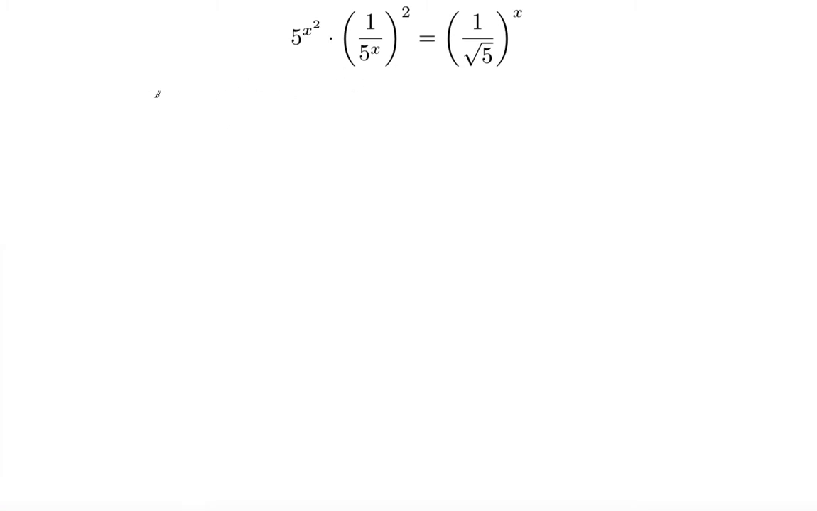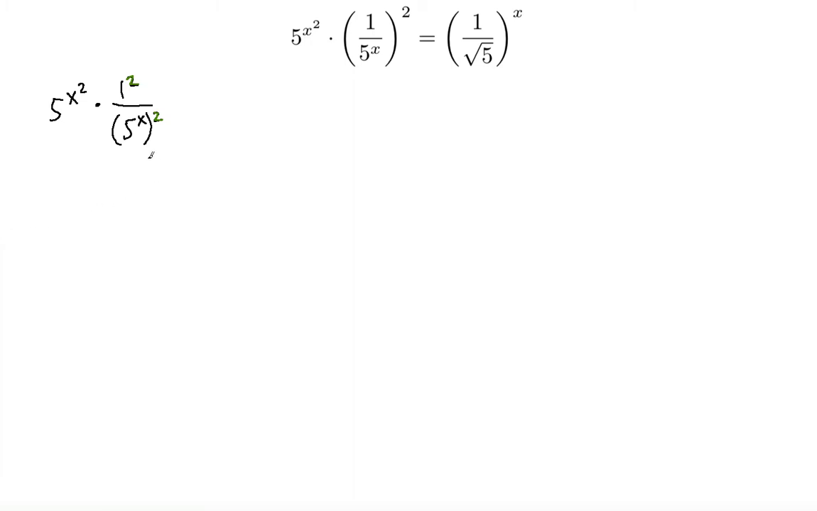Okay, so the way you want to proceed, you're going to write 5 to the x squared, and then you're going to distribute the squared. We know from the laws of exponents that the square assigned to a fraction means that both the numerator and the denominator receive that square, right? So it's going to be 1 squared divided by 5 to the x squared as well, right? So we distributed this square to the numerator and denominator.